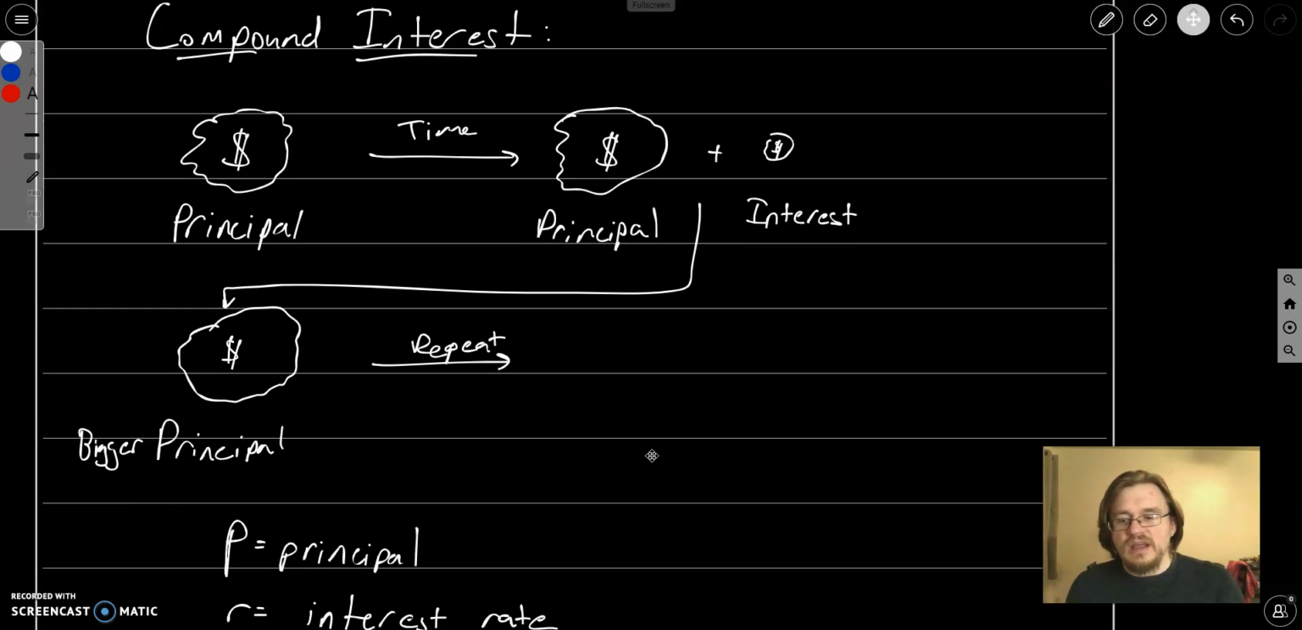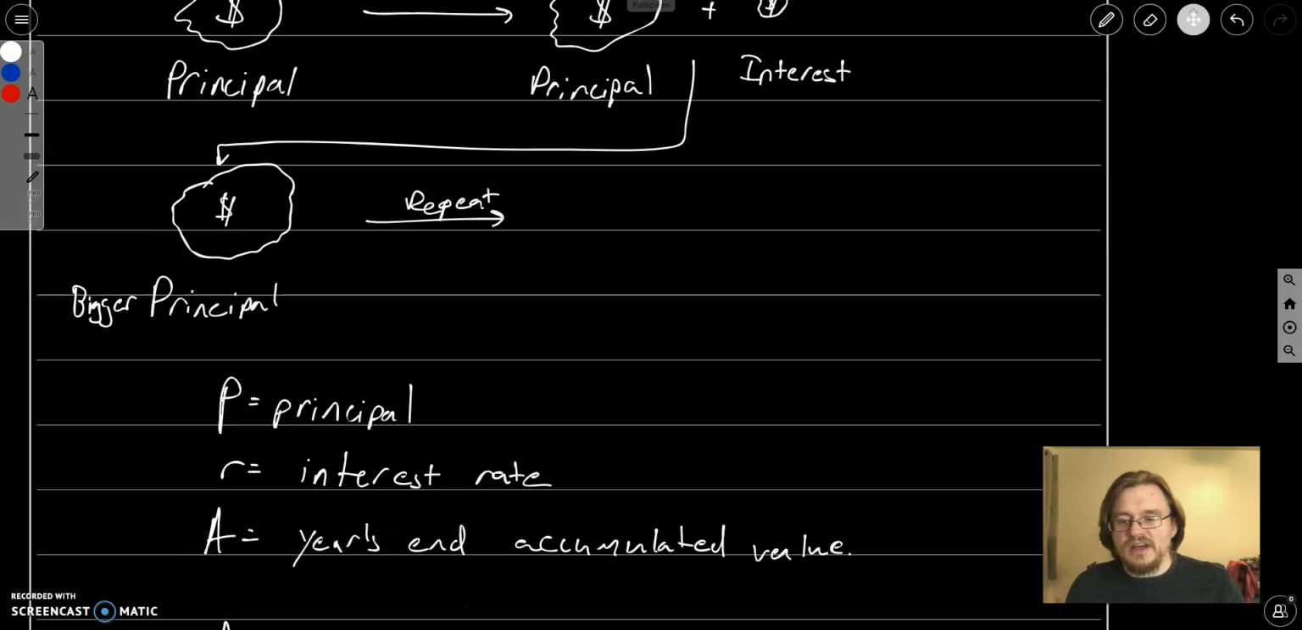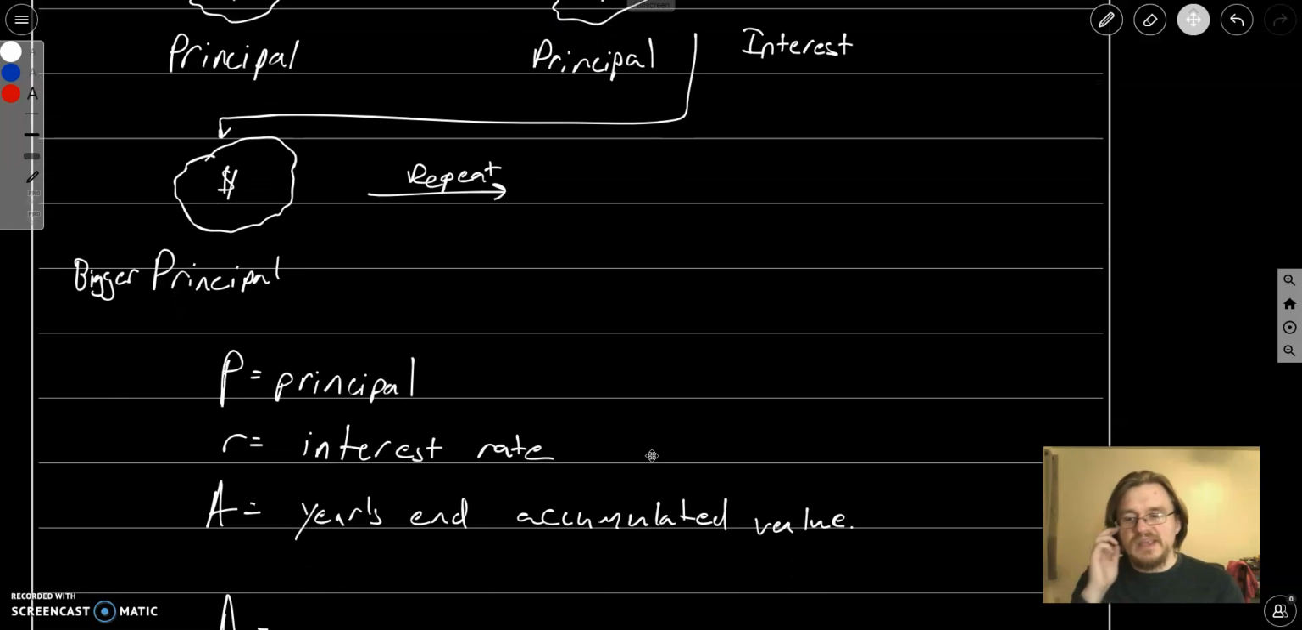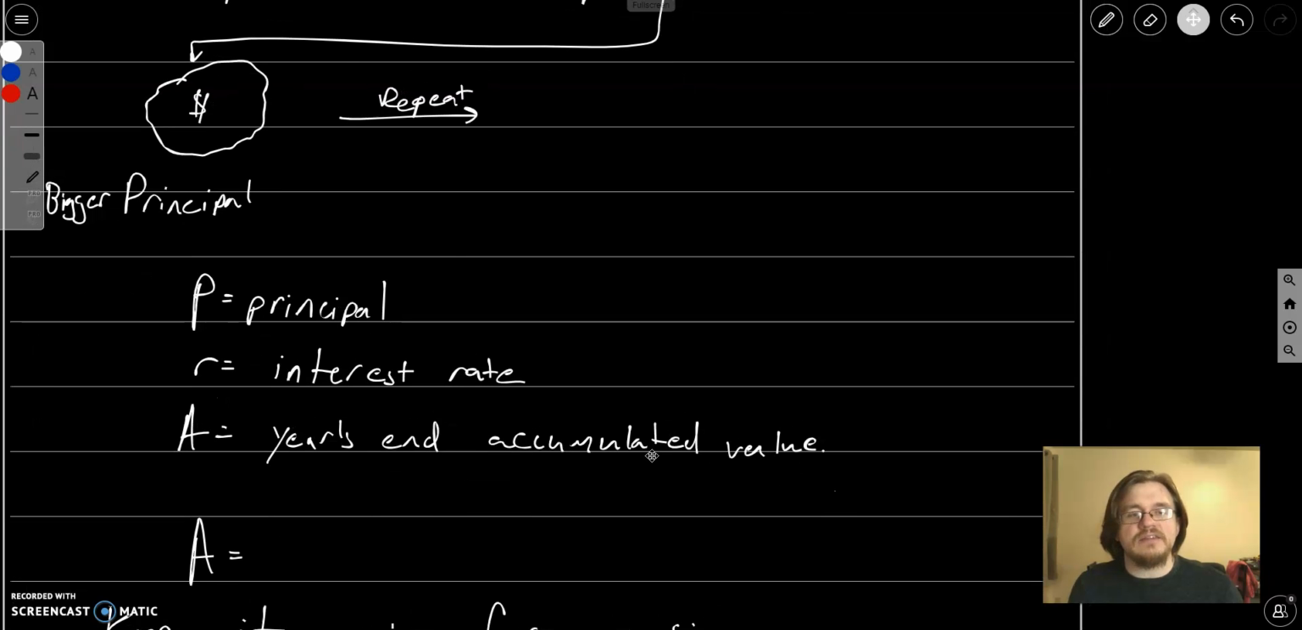So if we assign some names to some things, P is the principal, the amount that we invest. R is going to be the interest rate, which is given as a percentage, which can also be written as a decimal. This is the annual interest rate, so we'll make it consistent: this is always the interest rate over 1 year. And we'll call A the year's end accumulated value, so this is how much we can have at the end of the year.